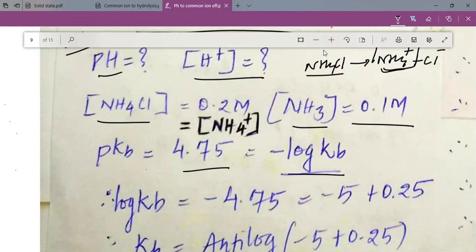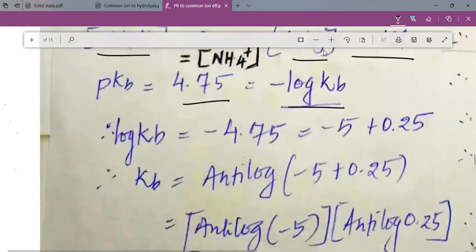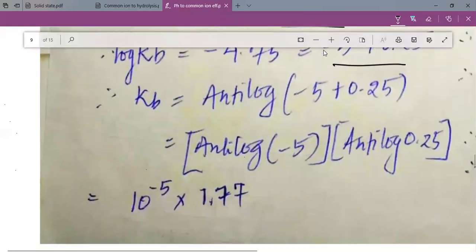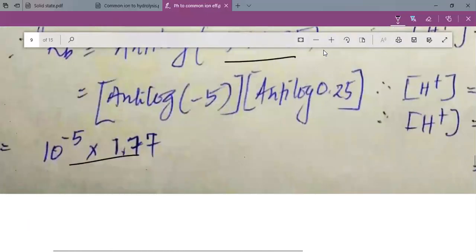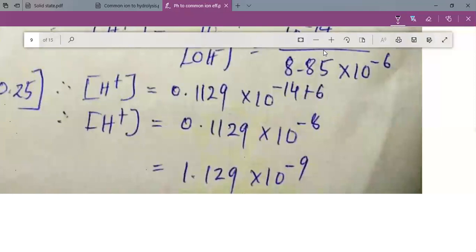So we can write pKb is minus log of Kb. So we can find out the value of Kb. As we know, pKb is 4.75. Therefore, log of Kb is equal to minus 4.75, which is nothing but minus 5 plus 0.25. Therefore, Kb is equal to antilog of minus 5 plus 0.25. Ultimately, we find out the value of Kb is equal to 1.77 into 10 to the power minus 5, my dear students. Now we have got the value for Kb.